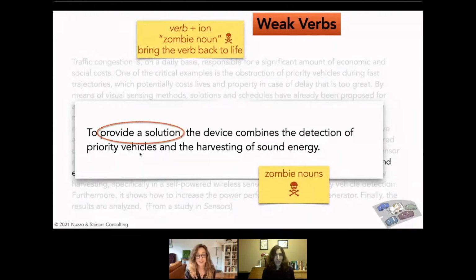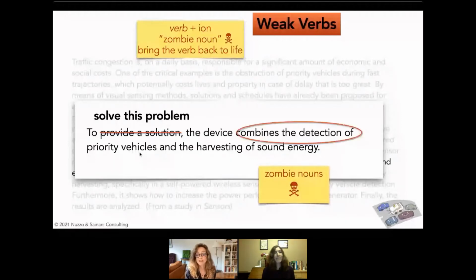Like solution. And the idea is that you just want to bring that verb back to life by finding the verb that's at the heart of that abstract noun and bring it forward to solve this problem instead of provide a solution. Combined the detection of, we don't need that. We can just say detects.